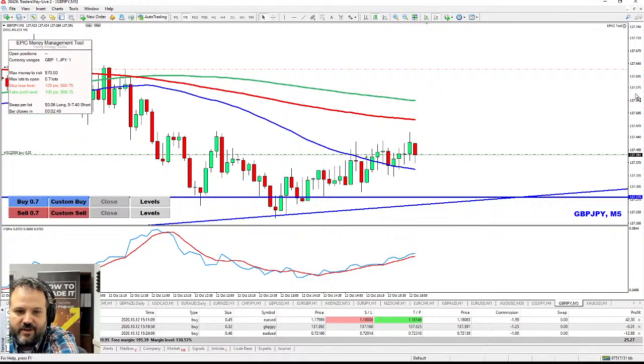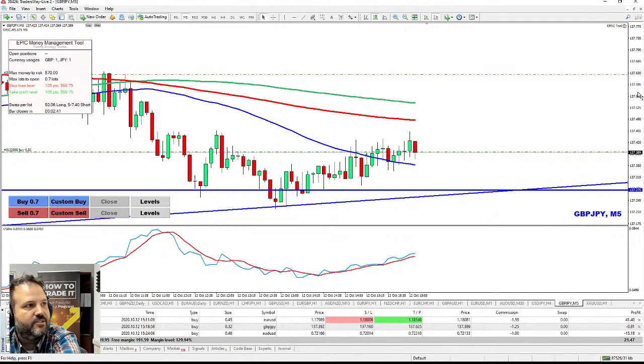The markets, you know, Canada's closed today. Banks are closed, so it could be a lesser day.